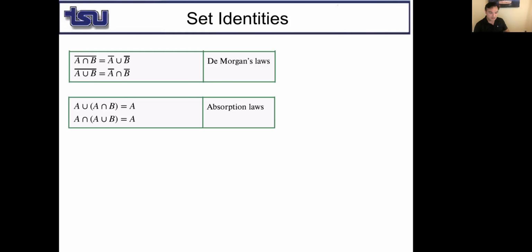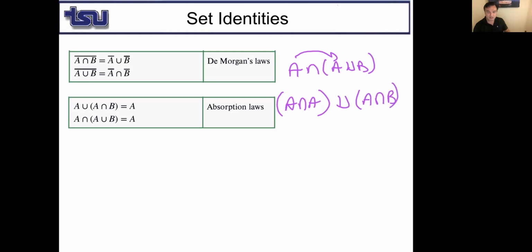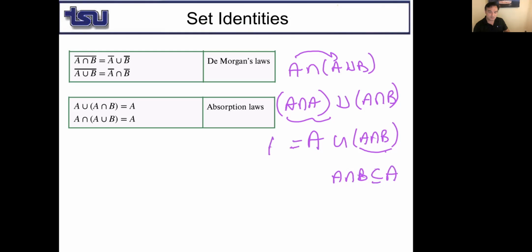For example, here, if we look here, what does it tell us? A intersection (A union B). I will do that: (A intersection A), then union (A intersection B). A intersection A is what? A. Union A intersection B. A intersection B is obviously a subset of A. Therefore, this union must be what? A.